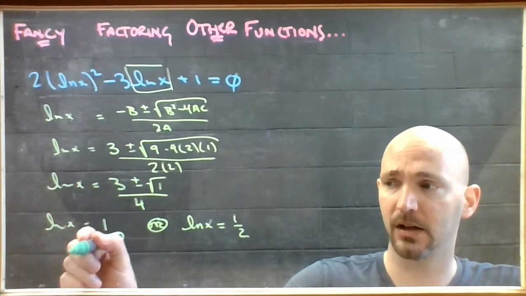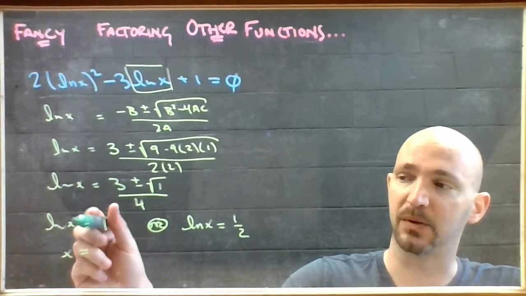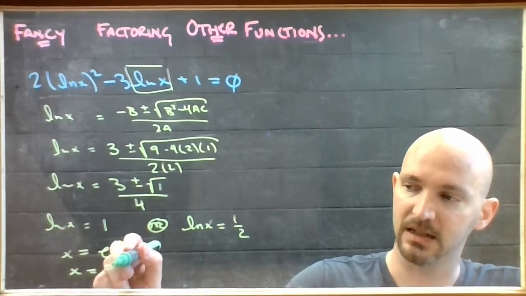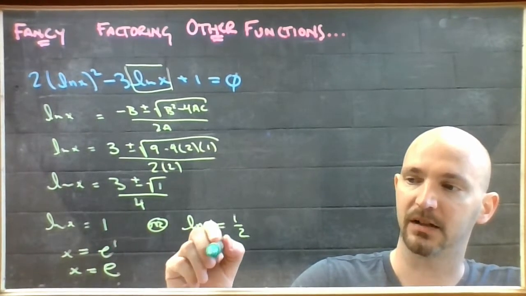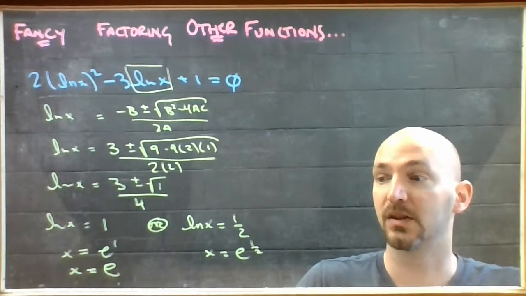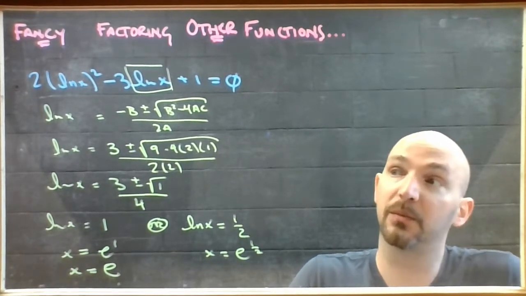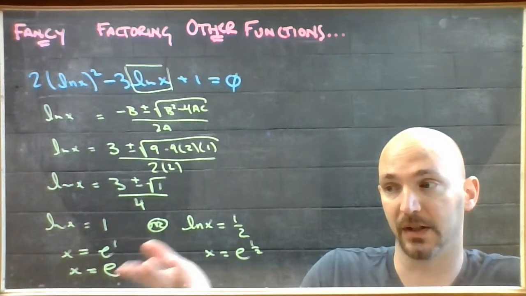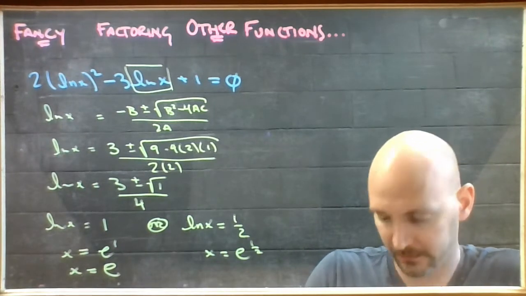I break a ln by raising to an exponent of the same base, e to the 1. So x is just e. And over here, x would be e to the 1/2. So same thing, I just used the quadratic formula with a ln inside of the argument and got my two solutions that way.